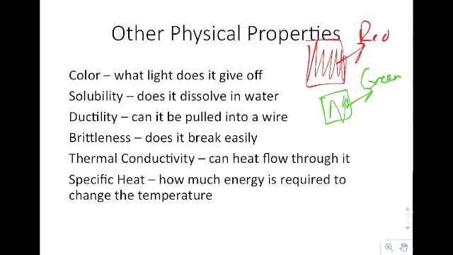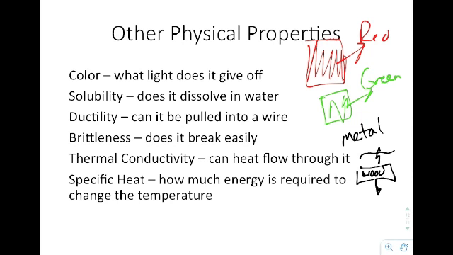Ductility is, can you reshape a metal into a wire? That's another example of a physical property. Brittleness, can you break it real easy like glass? Thermal conductivity is, can heat flow through it? So, for example, we make our pans out of metal because heat can flow through the metal very easily. Now, if we were to make our pans out of wood, it wouldn't work very well because the wood will actually block the heat and we wouldn't be able to cook our food as efficiently.